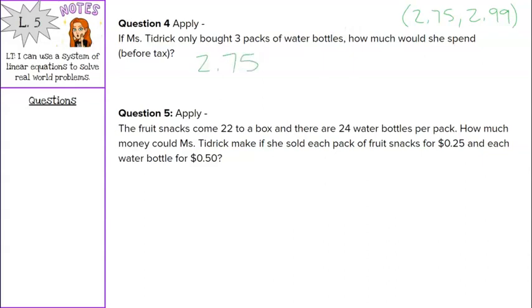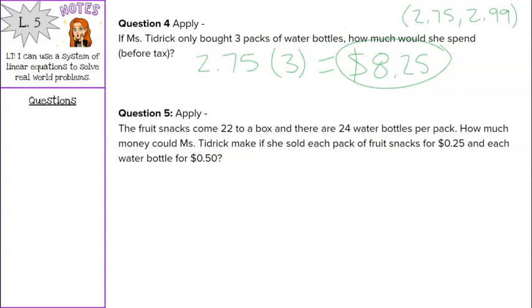So if I wanted to buy 3 packs of water bottles, how much money would I spend? Answer on Ed Puzzle. So all you'd have to do is multiply $2.75 times 3, and you would get $8.25. That's how much money I would spend if I bought 3 packs of water bottles. And then one more question.